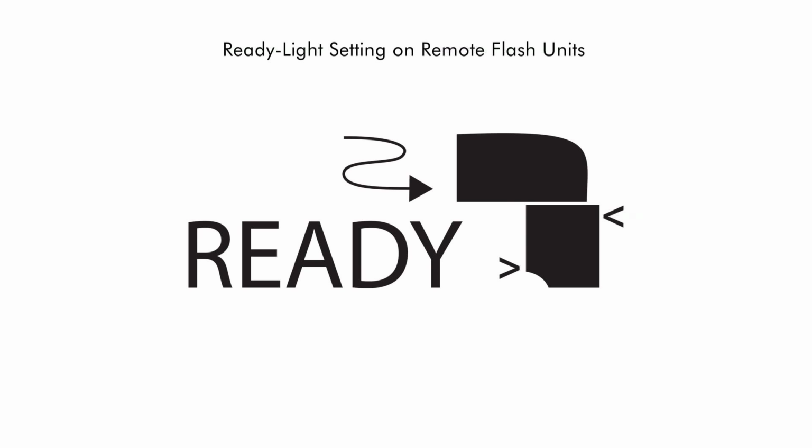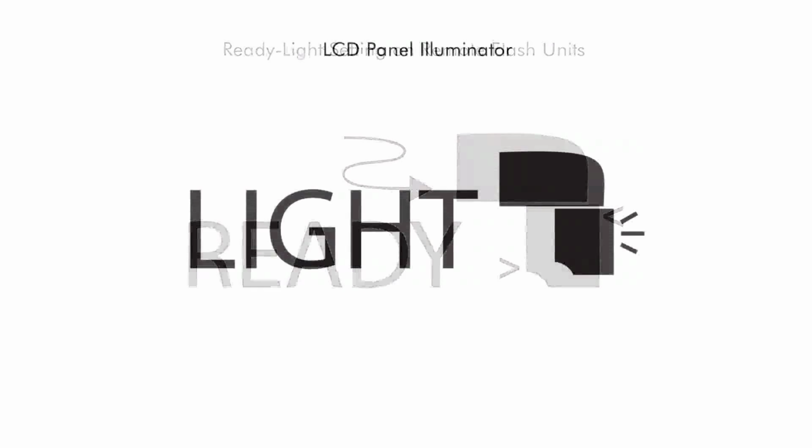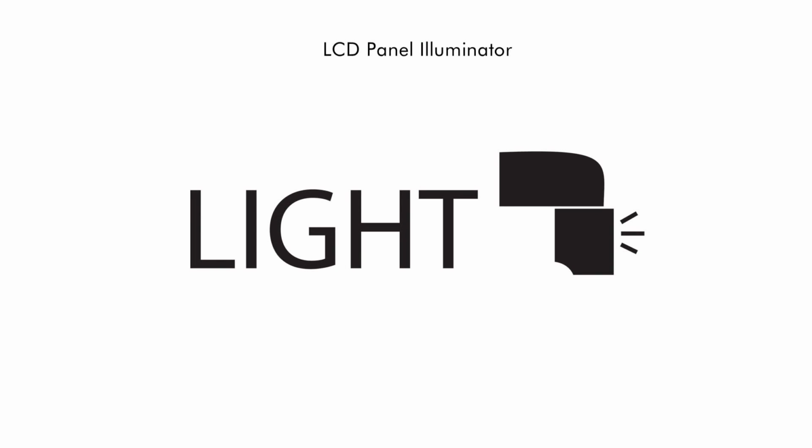When the flash is set up as a remote, there are 3 ways it can indicate that it's ready to fire. You can have the 2 LEDs in front blink and the red ready light on the back turn on. You can have just the LEDs in front, or you can have just the rear ready light. This allows you to adjust the LCD panel brightness.